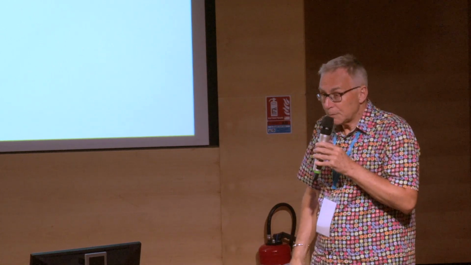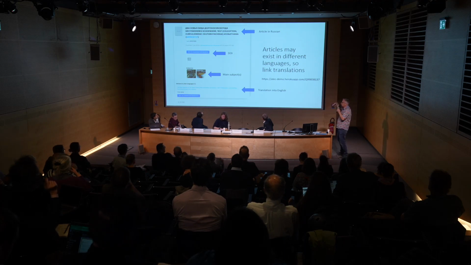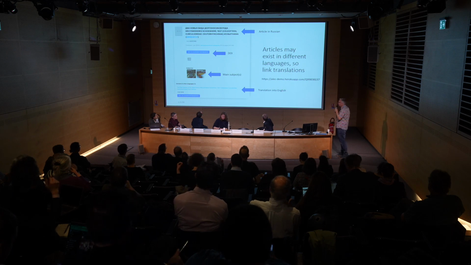There are lots of relationships between articles. We're obviously familiar with citation, but there are other relationships. This is showing you an article that's been published twice, once in Russian and once in English. Both are treated as separate articles, they've got different DOIs. So you can have links between articles in all sorts of different ways.